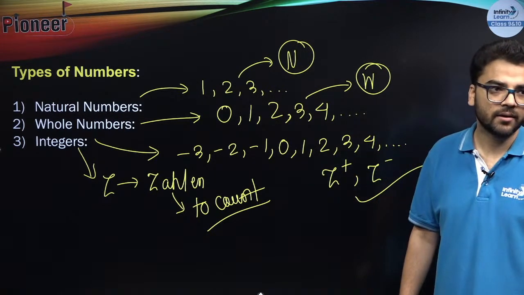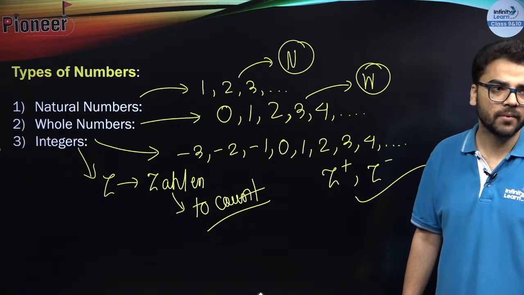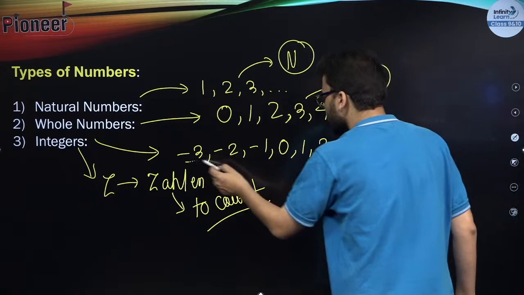Exactly, 0 is also counted, Swap. 0 is also an integer, right?